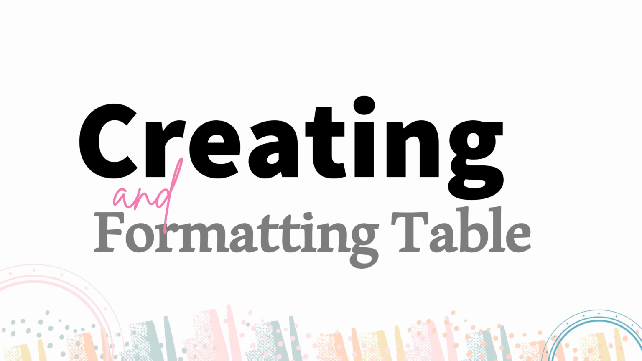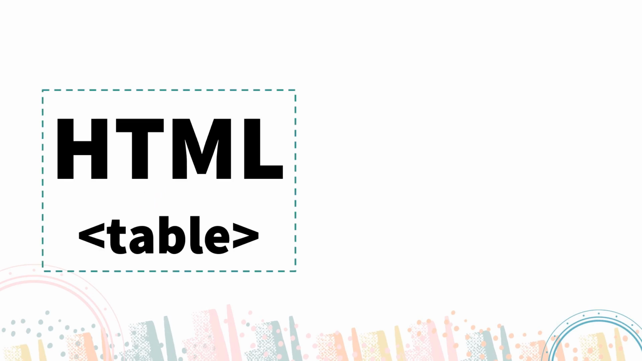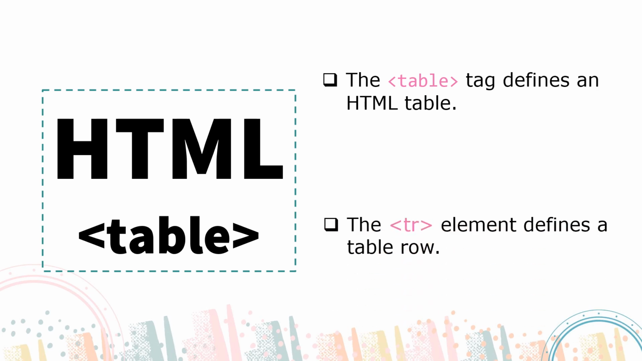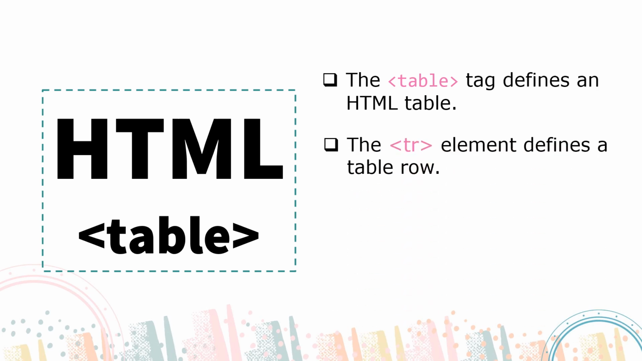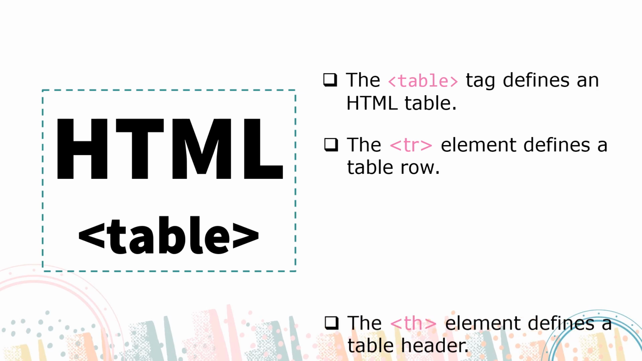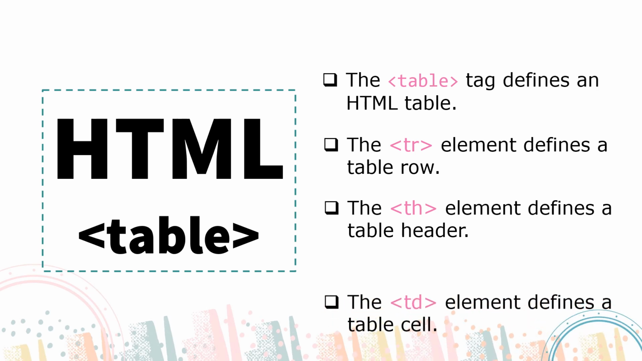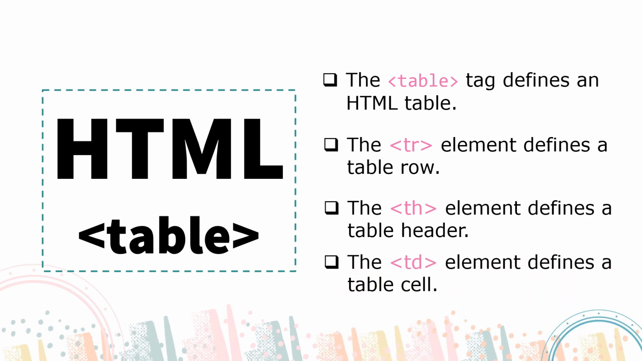In this video, I am going to demonstrate the process of creating and formatting a table in HTML5 using CSS3 to format it. What is an HTML table? The table tag defines an HTML table. The TR element defines a table row. The TH element defines a table header. And the TD element defines a table cell.